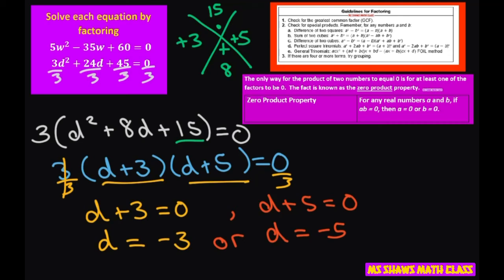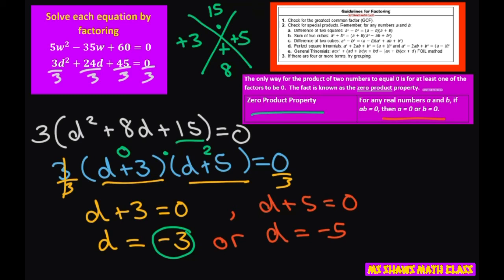And then you want to put the or there for the zero product property. Now again, all this means is that you plug in negative 3, you're going to get 0 here, and this is going to be 2. So 0 times 2 is 0. This is what the zero product property says.